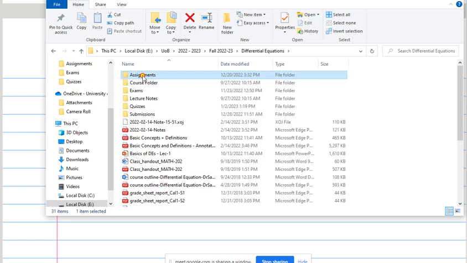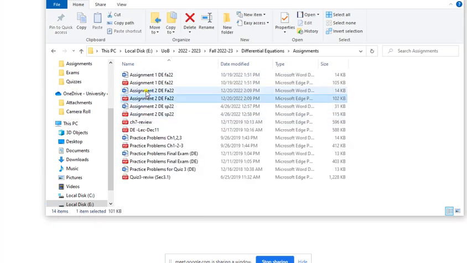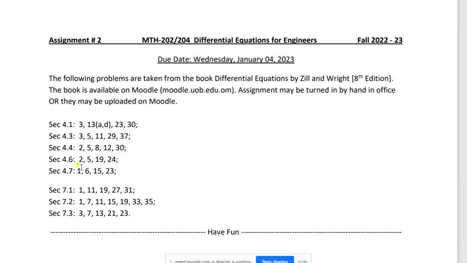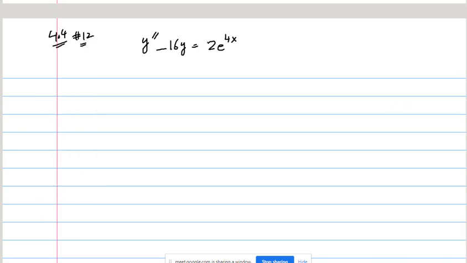Differential equations assignment 2, from 4.4. I have 2, 5, 8, 12, 30. So 12 is there in the assignment, okay?